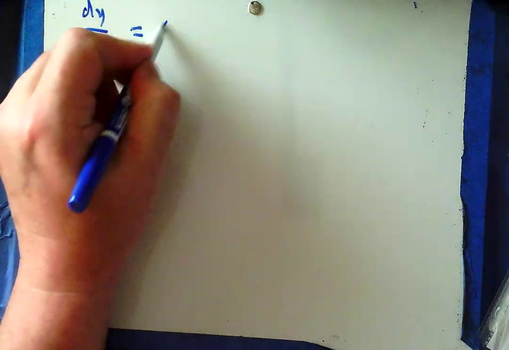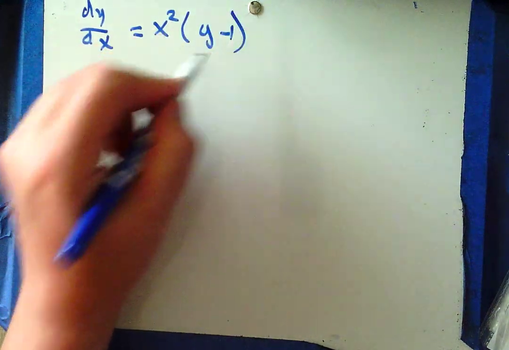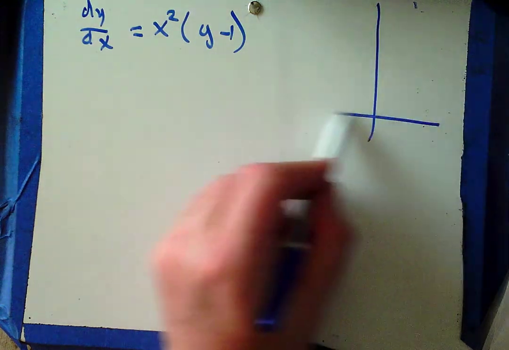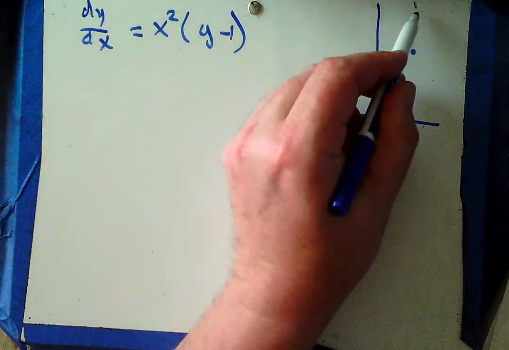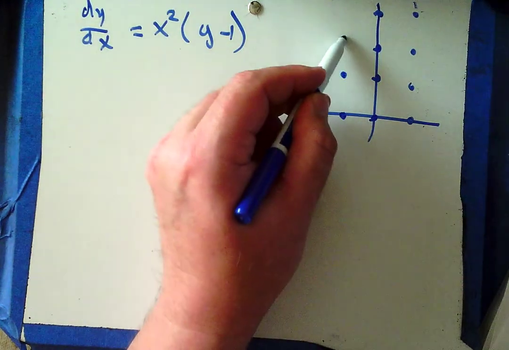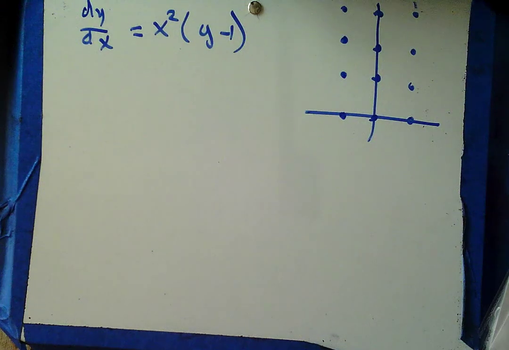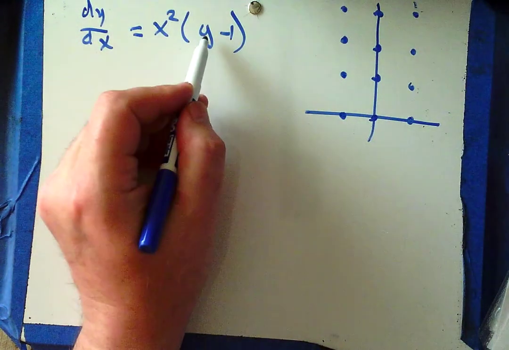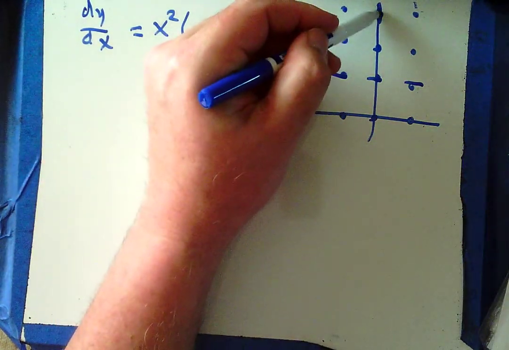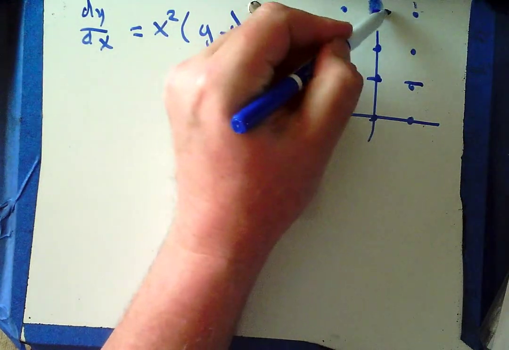Okay, let's take a look at number 4. Number 4 says dy/dx equals x squared times y minus 1. Part A says fill in the slope field. Whenever y equals 1, I have a slope of 0. Whenever x equals 0, I have a slope of 0.